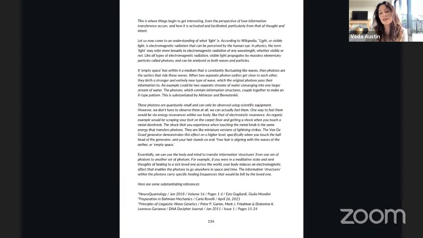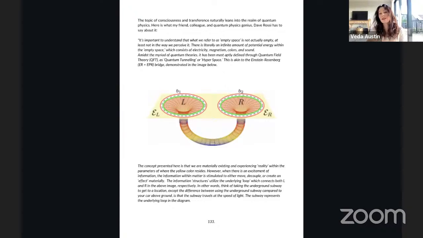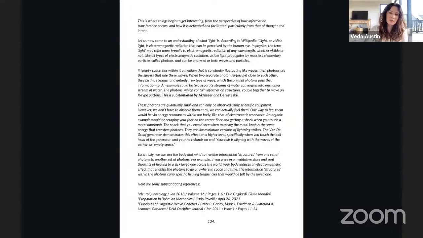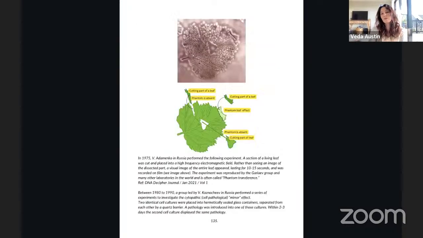Now, this was something that a friend of ours, Dave Rossi, wrote for my whole paper. So for this book, sorry. And he's just talking about how this is working from a quantum physics perspective, potentially. Which I just actually would like to get through to some more of my newer work. But I do think this is a particularly interesting example, which you may well be aware of, but perhaps some people are not, which is called the phantom transference.